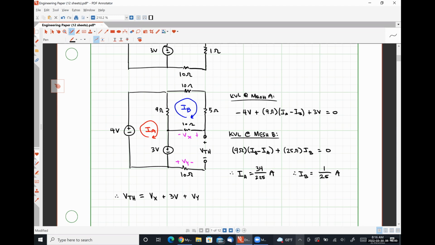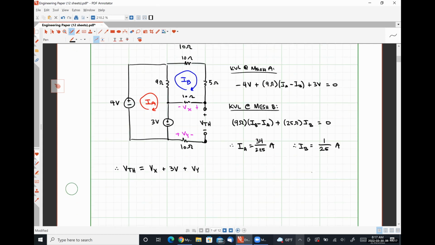So with the polarities indicated, the potential difference between this node and this node is VTH for the right-hand path and VX plus 3 volts plus VY for that left-hand path. Okay? So Kevin, I believe it was suggested that the voltage drop over that top 10 ohm resistor is simply 10 times IB. I agree with that wholeheartedly.